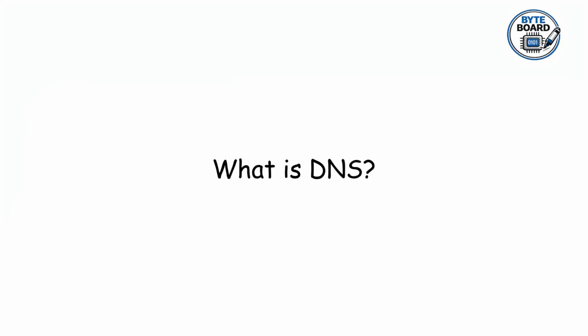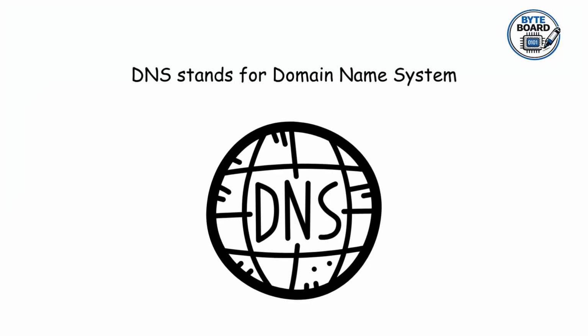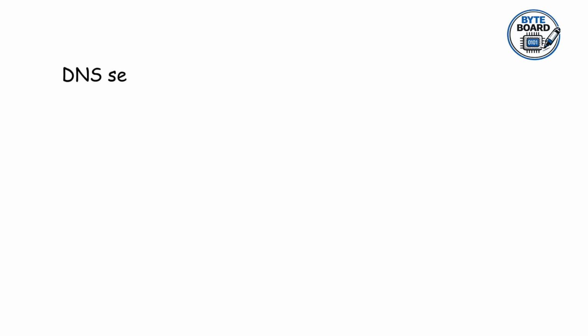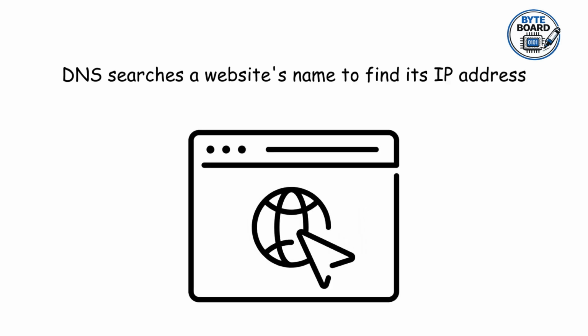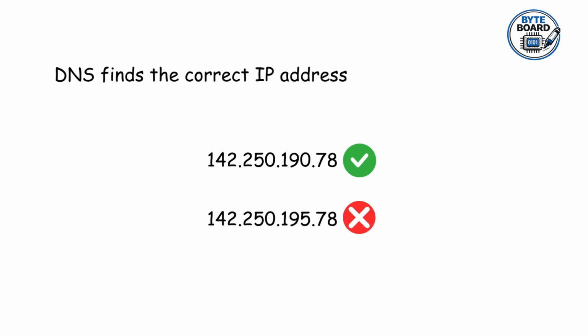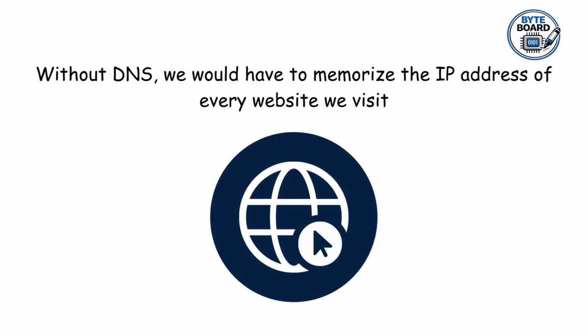What is DNS? DNS stands for Domain Name System. Think of DNS as the phone book of the internet, just like you search a person's name in your phone to find their phone number. DNS searches a website's name to find its IP address. For example, instead of remembering 142.250.190.78, you simply type google.com. DNS finds the correct IP address for you automatically. Without DNS, we would have to memorize the IP address of every website we visit.